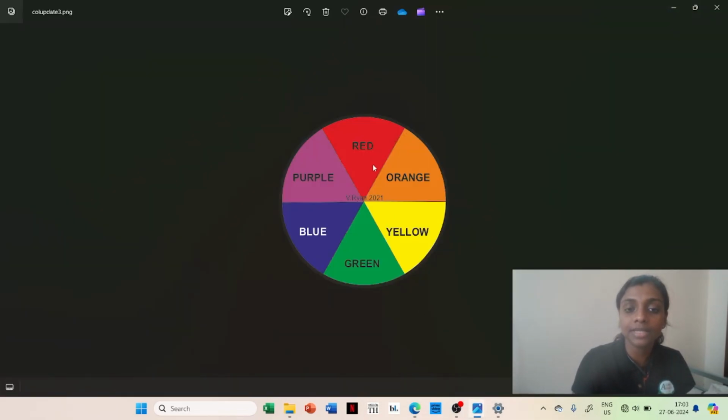So here you can see the red, blue and yellow, RBY. Just remember, red, blue and yellow, they are the primary colors. And in between, purple, orange and green, these are the secondary colors which are made by mixing two primary colors. So red and blue mixed together make purple, red and yellow make orange, and yellow and blue together make green. So RBY is the primary color, POG is the secondary color.